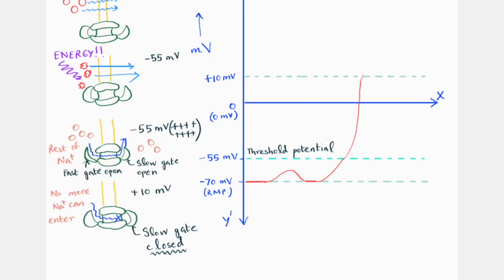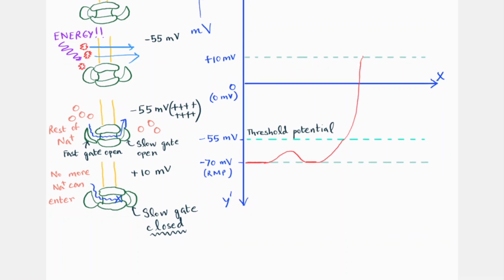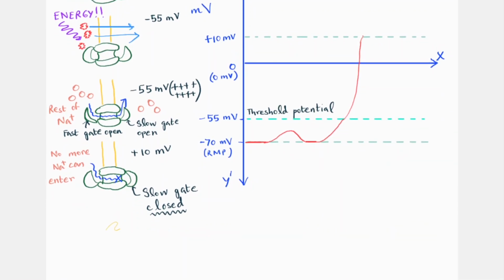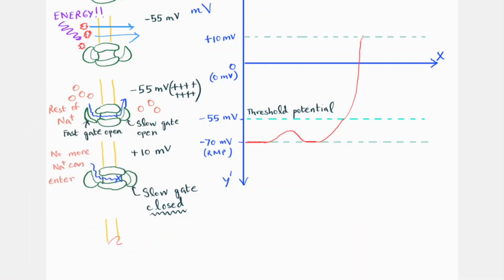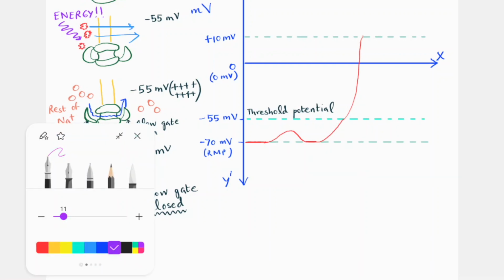Now we come to the next bit, which is equally important, and I'll draw it here. Now we are shifting our attention to the voltage gated potassium channels. The voltage gated potassium channels were like this, right? And this has a slow gate as well, which remains closed initially.